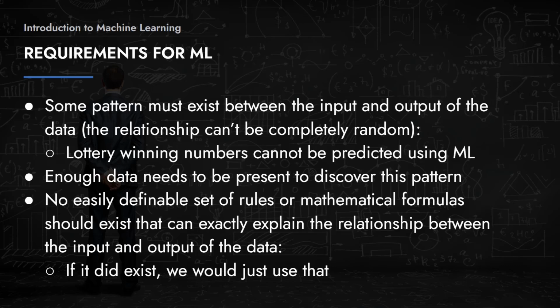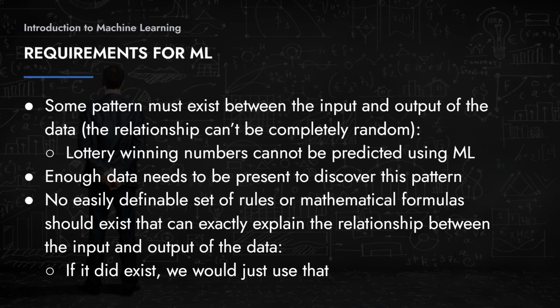to find that relationship. Now, one important thing to note is that if there is a very clear mathematical relationship between an input and output, or like a very clean set of rules that can lead you from any input to the correct output, in that case, it doesn't make sense to use machine learning, because then you could just write a program to follow those steps and there you go. You have your model, right?